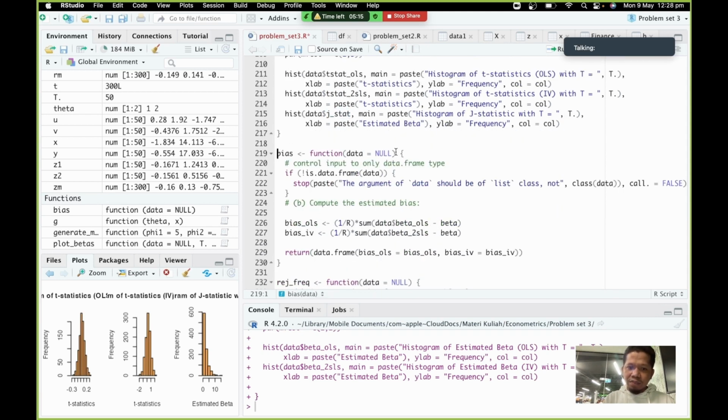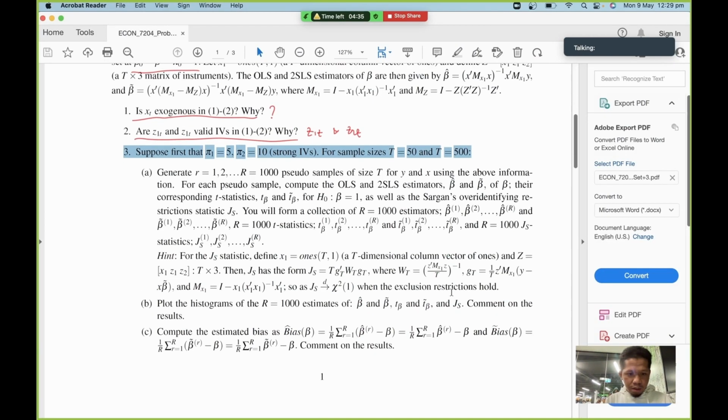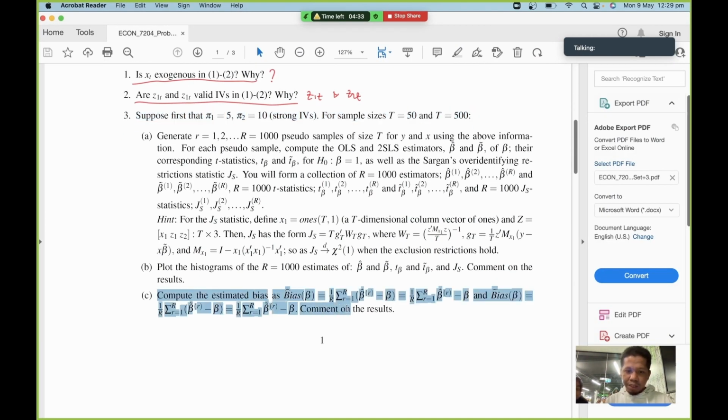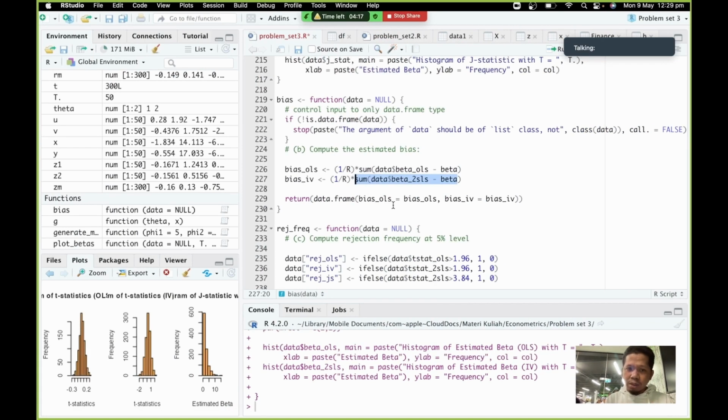And then for the next function here, we are asked to provide the bias. First, we define the bias for the OLS, which is beta OLS minus beta here, and take the average. The bias for IV is just the same. We basically take the average of the deviation of beta 2SLS from the parameter beta. Here in point C, we are asked to provide the bias for both OLS and 2SLS. So in this function, I just provide the bias here, so we can put them side by side and compare.